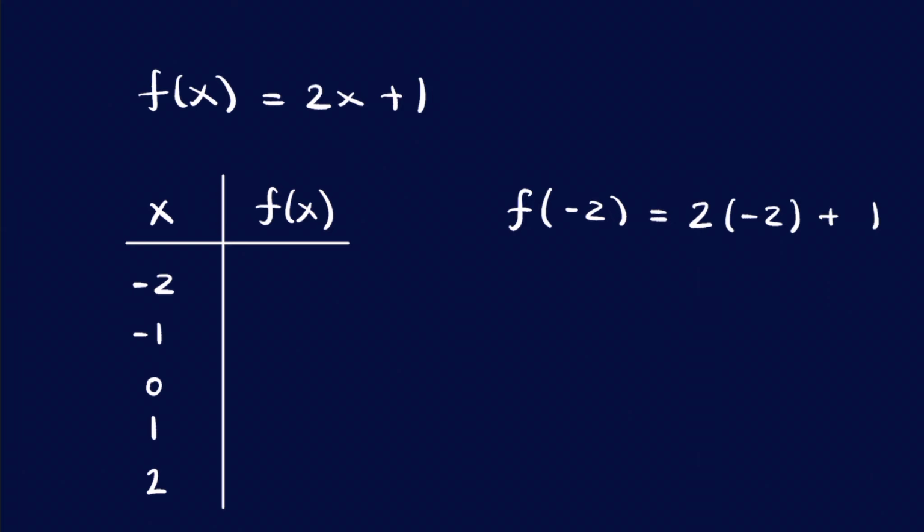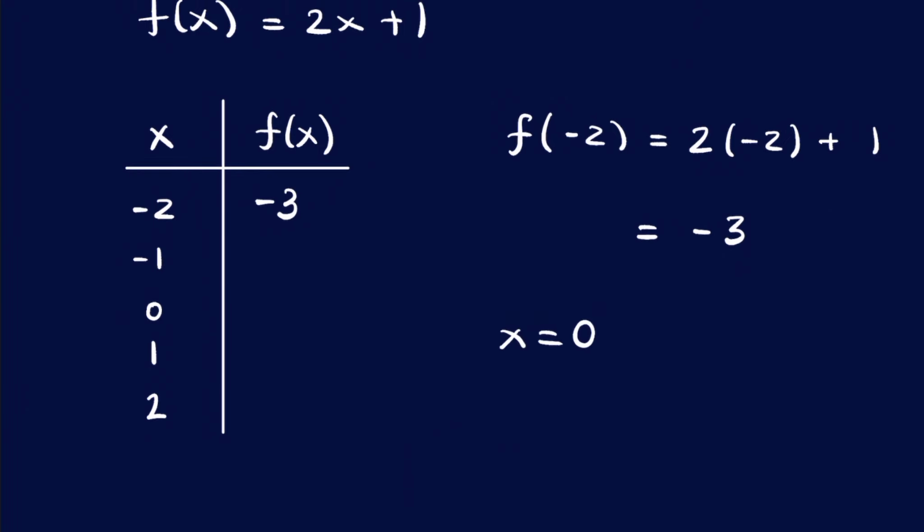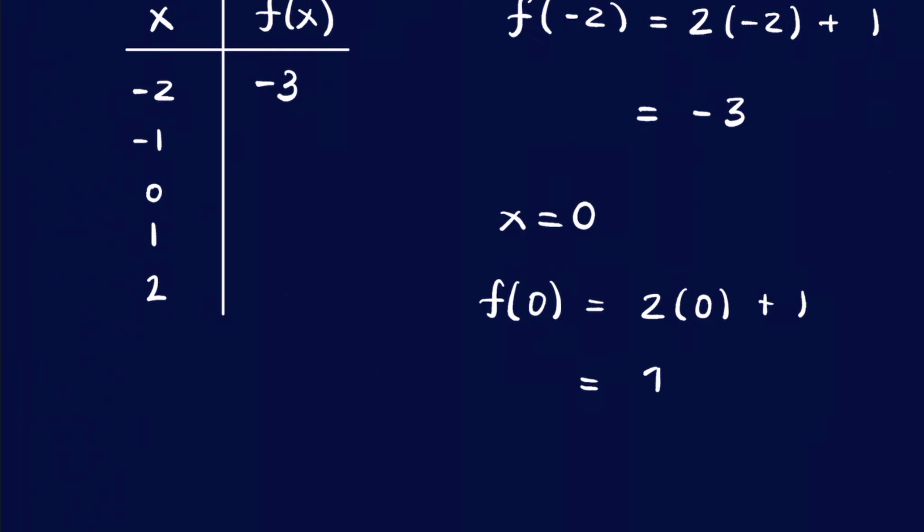So the y value of the function when x equals -2 just equals 2 times -2 plus 1, which is -3. So when x equals 0, we know that f of 0 equals 2 times 0 plus 1. And this simply equals 1. So that means that when x equals 0 on the function, y will equal 1.